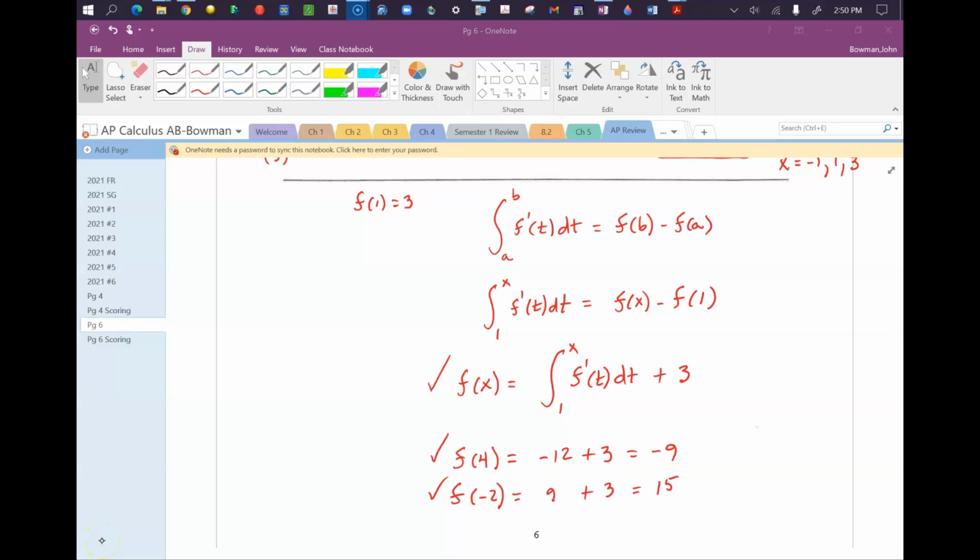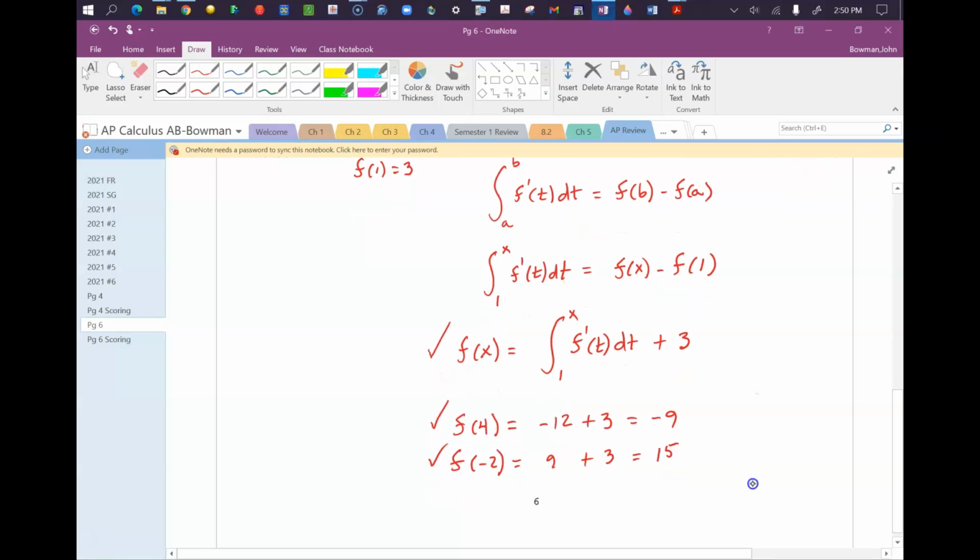And I just realized a good example of why you may not want to simplify something. This is a stupid mistake that I made. 9 plus 3 is not 15, it is actually equal to 12.